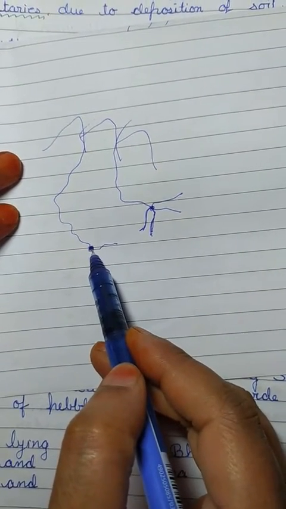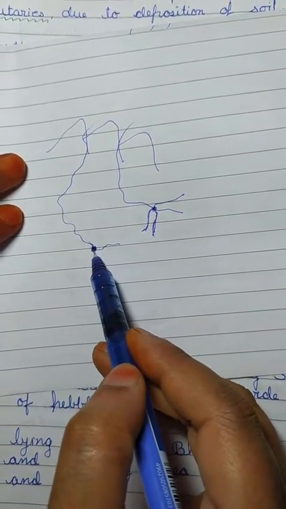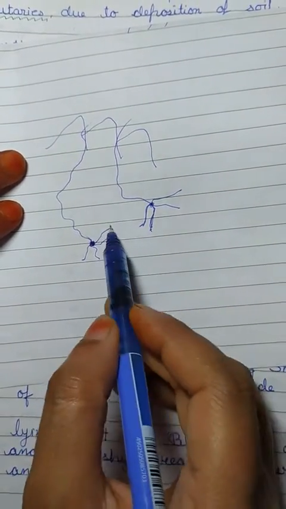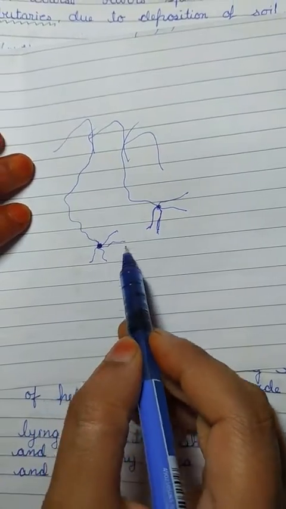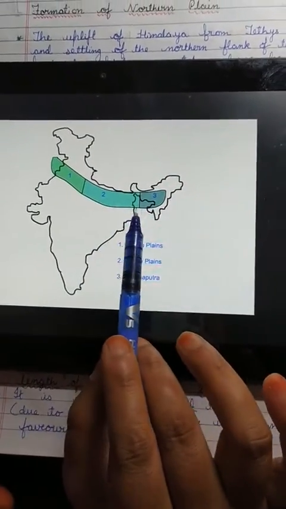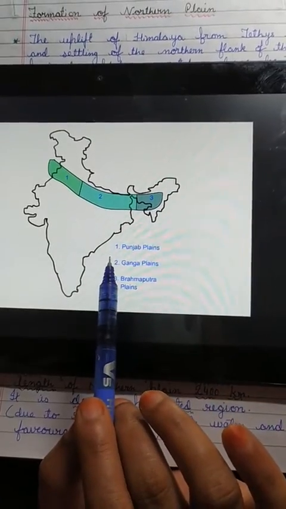यहाँ पे soil deposit हो गई, so the water of these rivers flow into various direction, and this is known as distributaries. The northern plains is broadly divided into three parts.